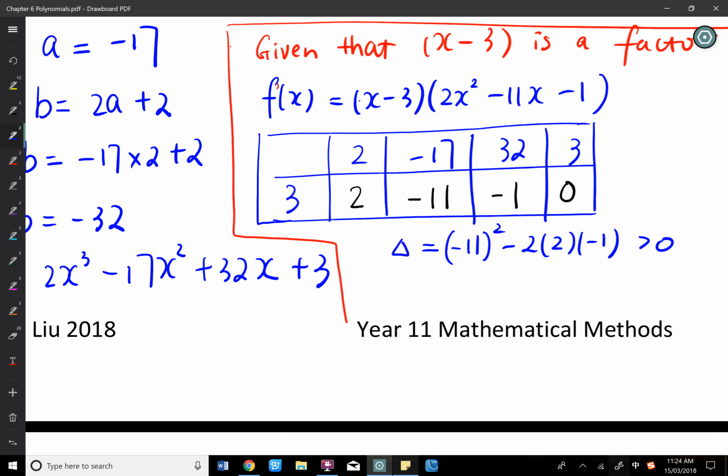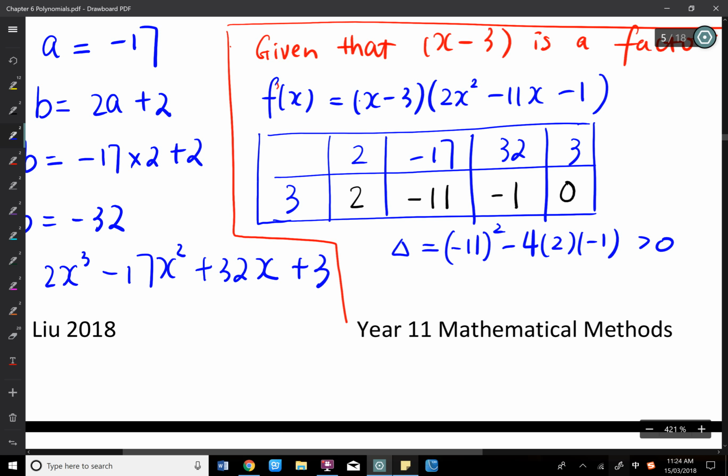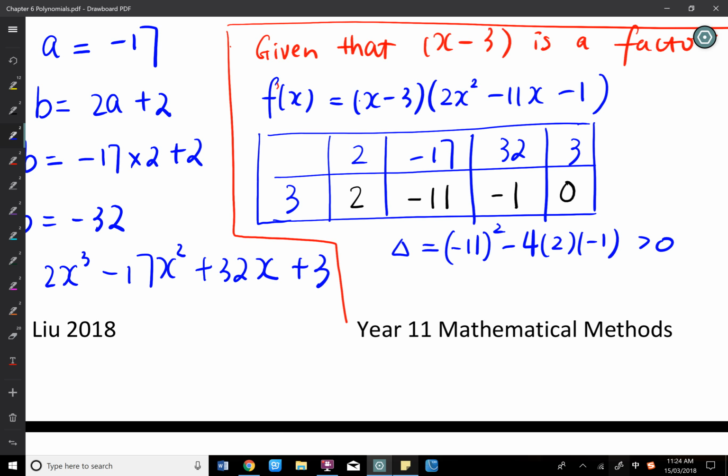b squared minus 4ac. 4 times 2 times minus 1. But it's still definitely greater than 0, because the minus 1 will become a plus. So I can factorize that.